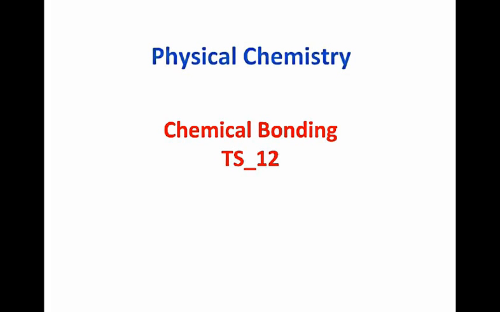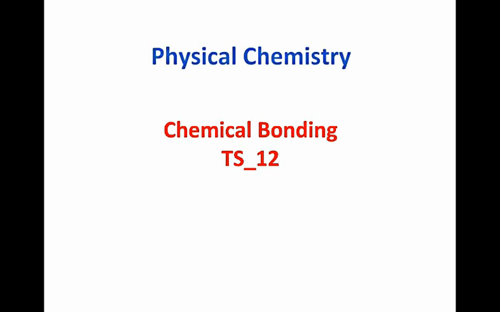Dear students, welcome to theory session number 12 in the chapter of chemical bonding in physical chemistry. In our last theory session, we were discussing the molecular orbital configurations for the heteronuclear diatomic molecules. In our theory session today, we shall be discussing those heteronuclear diatomic molecules, and then we will try our hand at the molecular orbital diagram of different homonuclear diatomic molecules, for example hydrogen, nitrogen, oxygen, etc.